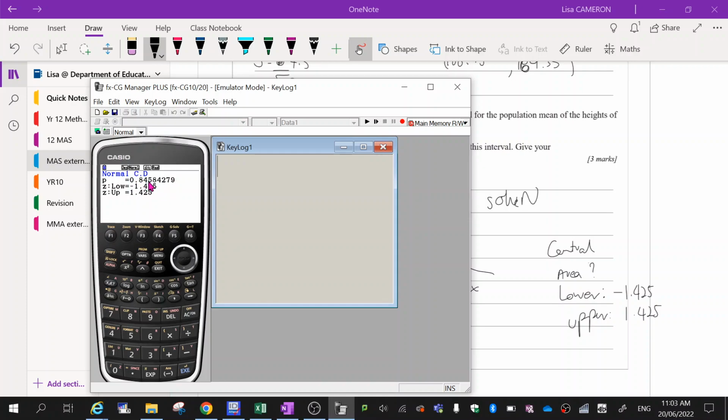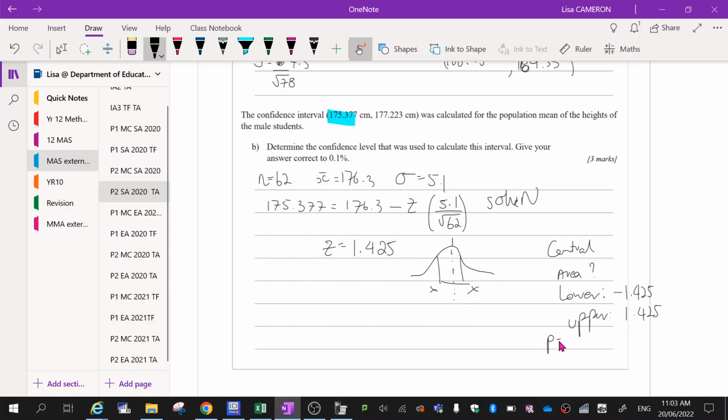So 0.8458. Or if I convert that to a percentage, that'll be 84.58%. Now, if I leave it like that, I'm missing a mark because I've ignored this part of the question. It only wants 1 decimal in the percentage. That means I need to round this number. So that means that the confidence level is 84.6%. Okay, and that satisfies everything that we've been talking about.